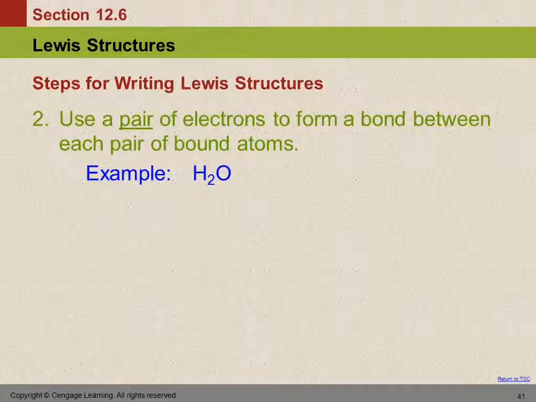So step 2, use a pair of electrons to form a bond between each pair of atoms. So this is where things get a little hard to tell you hard and fast rules. So we've got 2 H's and an O, and we have to figure out how to put those together. The nice thing about the model lab is we picked molecules that you can only put together one way with the kit. And so you don't have to worry about this too much. And on the exam, I will give you ones that are not crazy ones, okay?